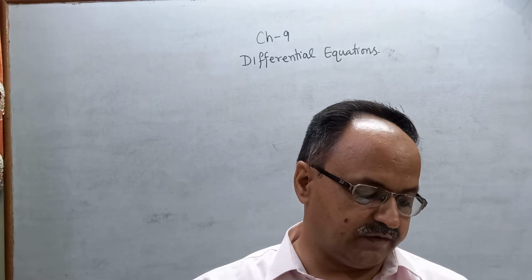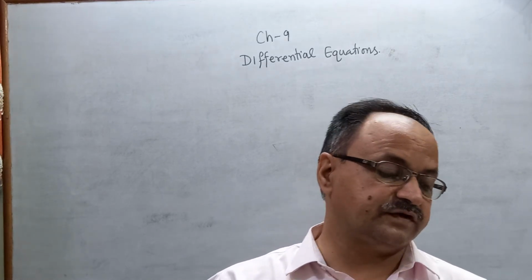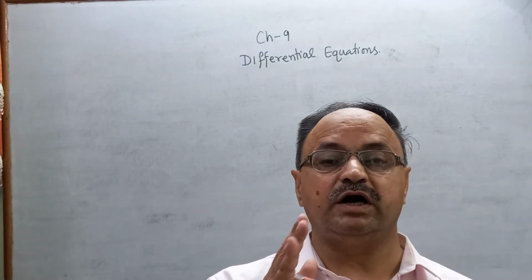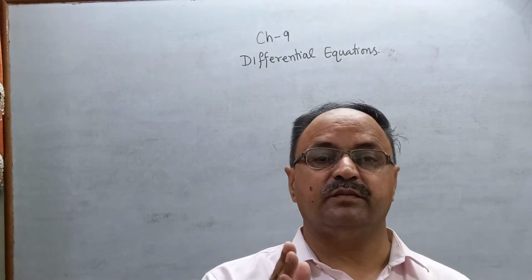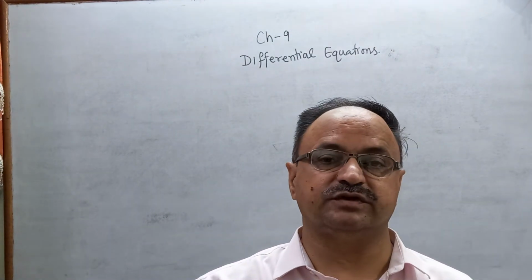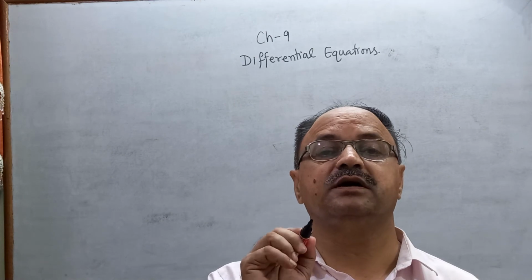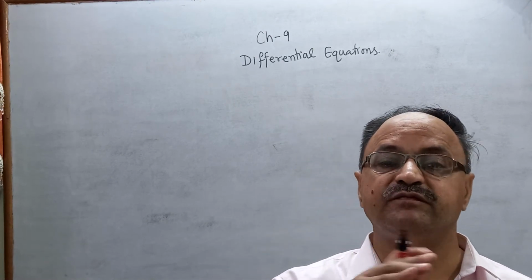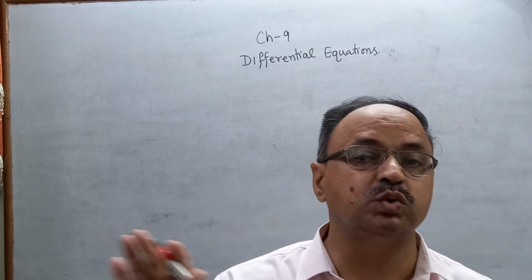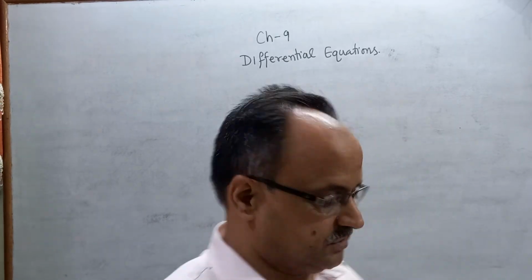Question number 12: the number of arbitrary constants in the particular solution of a differential equation of third order. So in a third order differential equation, tell me, how many arbitrary constants are there? Zero. Because you know that a particular solution means free from arbitrary constants. There is no arbitrary constant.